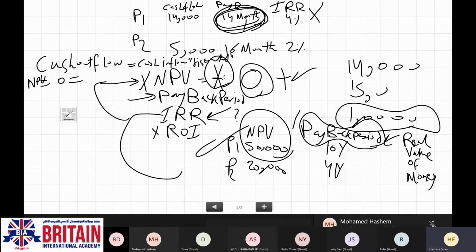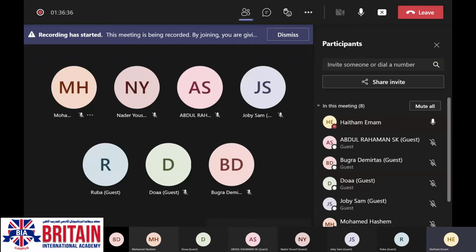Why? Because the cash flow calculation in the payback period is not accurate to that level. When I'm going to compare between two projects based on the NBV and IRR, I'm going to select the project which has higher NBV. I hope it is clear for each and everyone. Raise your hand if it is clear for you, please.